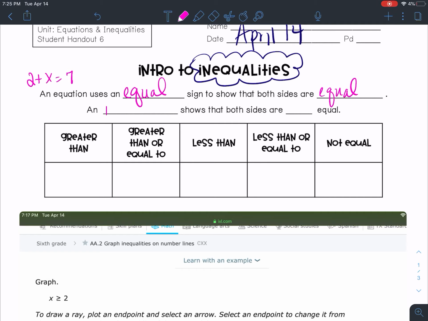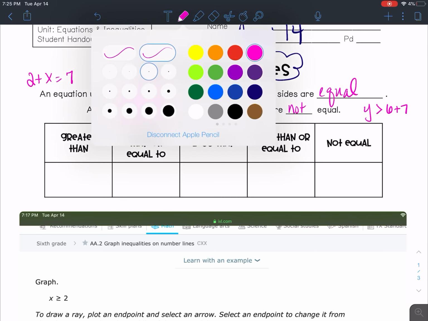An inequality, however, shows that both sides are not equal. So this is me saying y is greater than 6, or y is greater than 6 plus 7, or whatever you want to say. I'm just saying that it's not equal to. It's greater than it. So greater than or equal to, less than or equal to, and not equal.